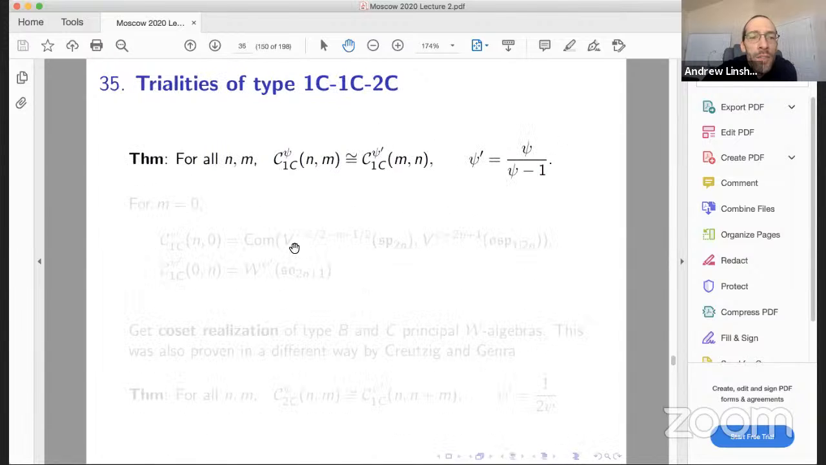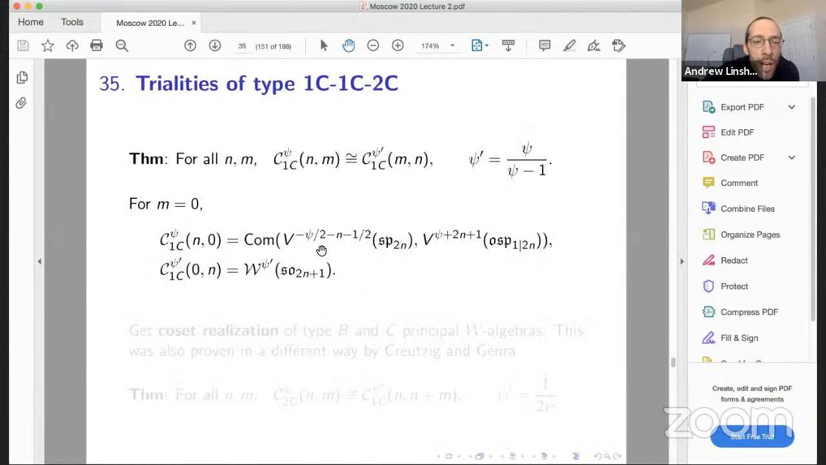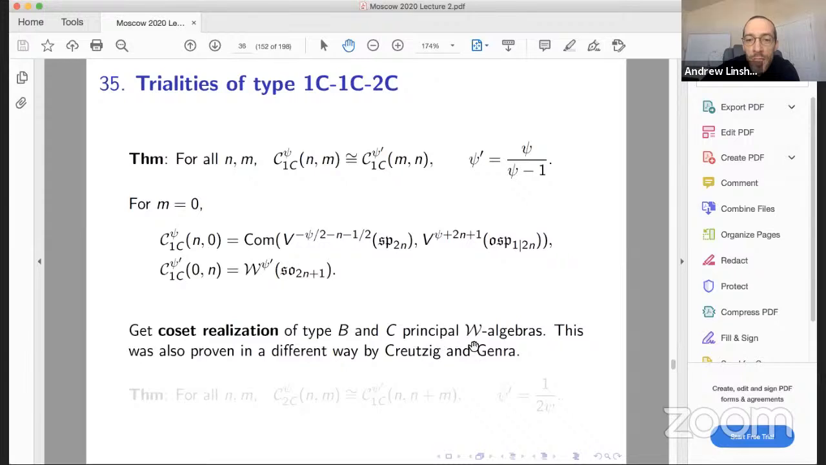So what this gives you then is this isomorphism says that this principal W algebra of type B is isomorphic to this coset. So this is a coset realization for type B, and then also type C principal W algebras because of Feigin-Frenkel duality. And I should mention that this was proven differently using screening realizations by Creutzig and Genra. This gives another proof of this coset realization for type B and C. It looks quite different from coset realization for simply laced types.